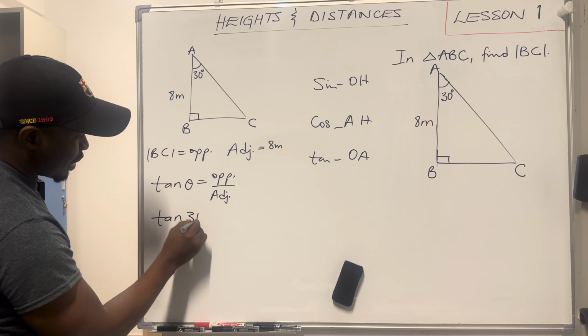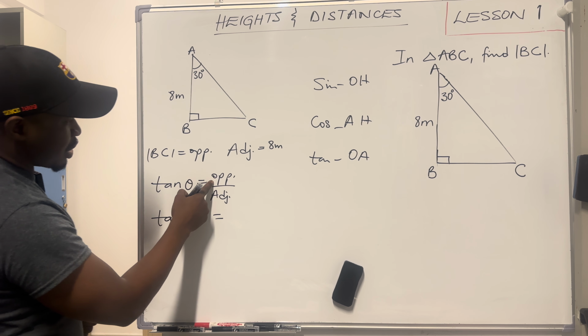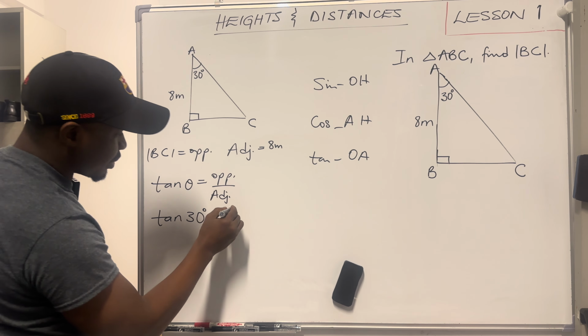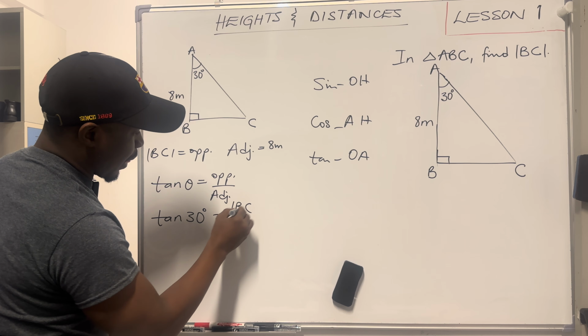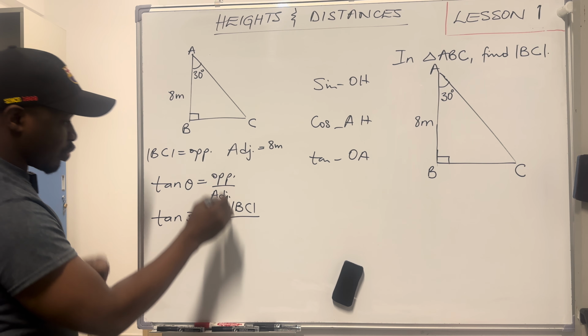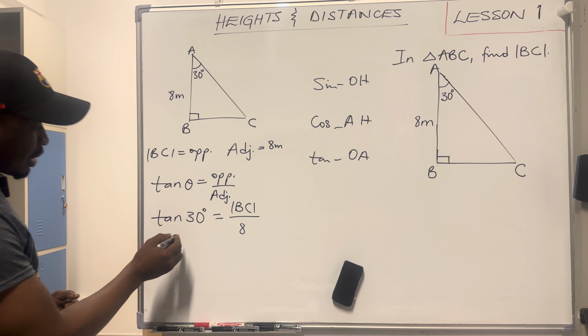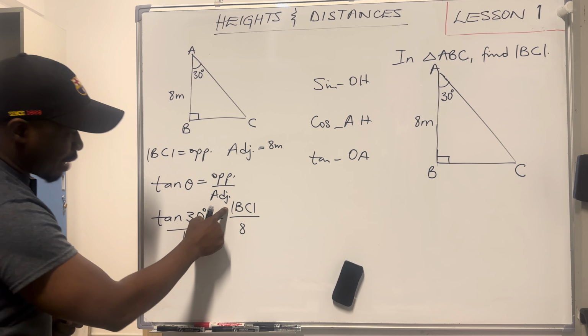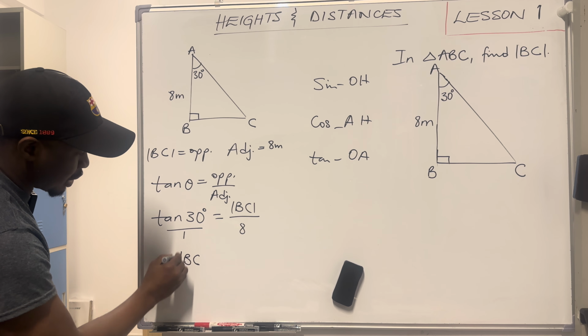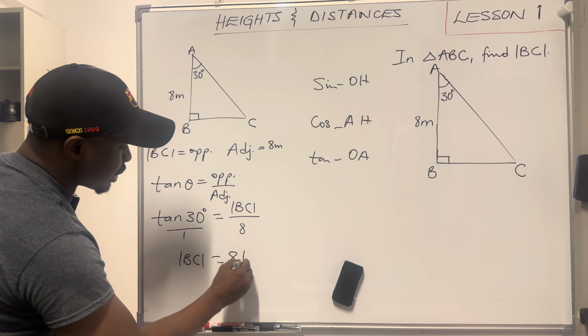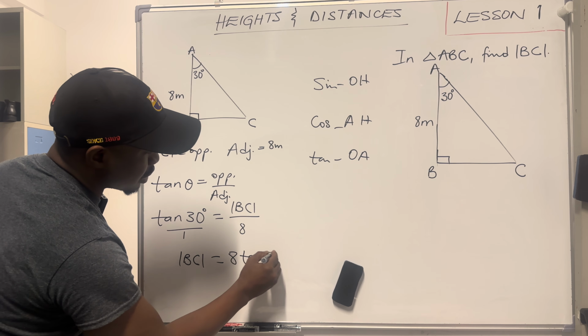So what is the angle here? It's 30 degrees. tan 30 degrees equals the opposite, which is BC that we want to find, over the adjacent, which is 8 meters. Now this is 1, and 1 times BC is BC. So tan 30 degrees times 8, we say 8 tan 30 degrees.